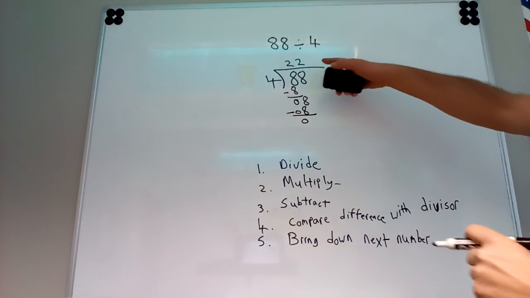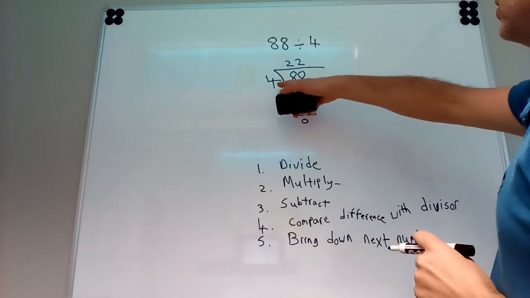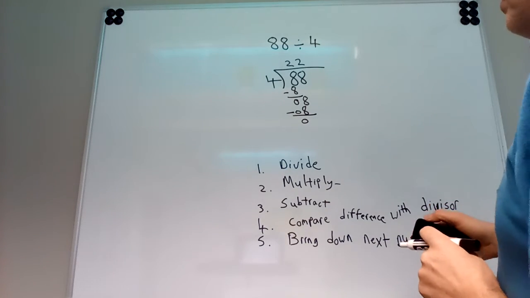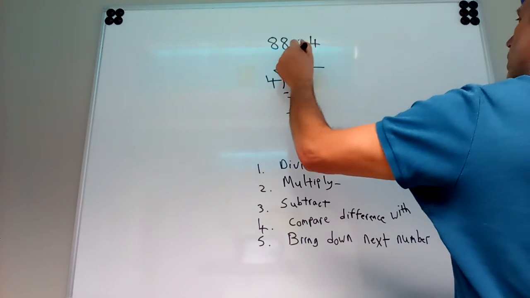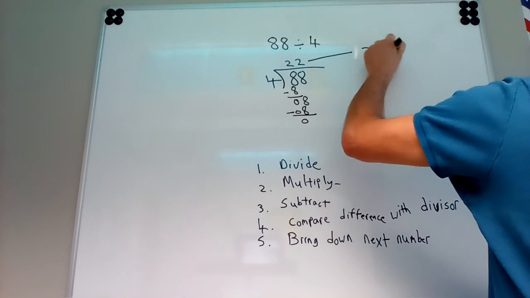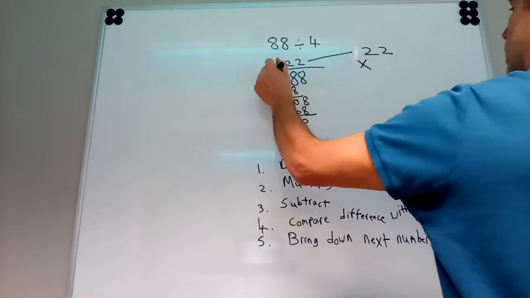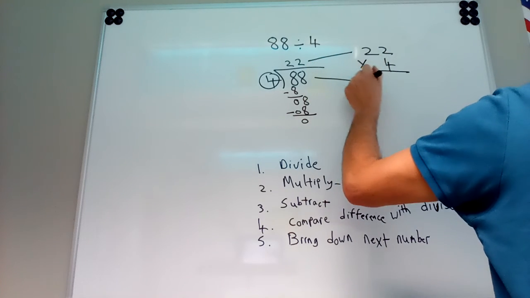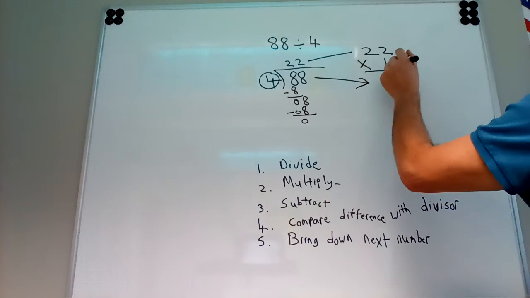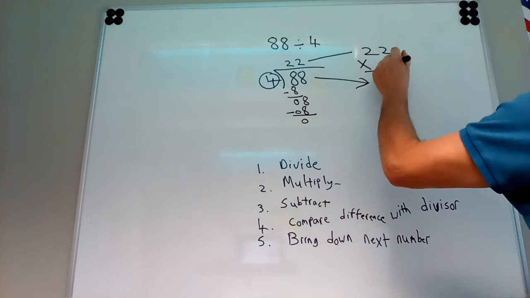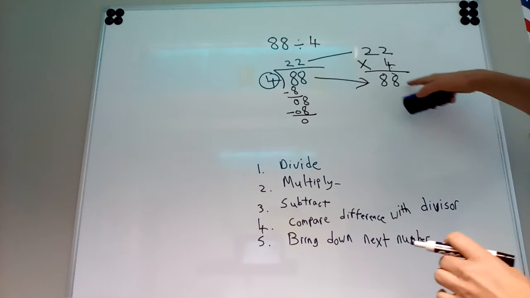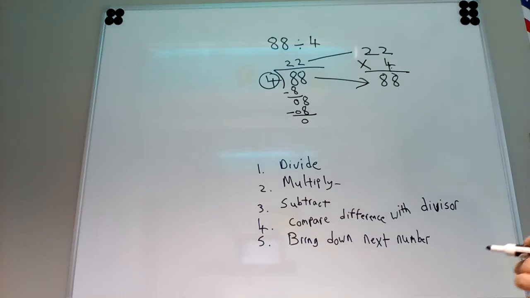Now, 22 times, your answer times this number should equal this number. So if I take my answer, which is 22, and I multiply it by this number, which is 4, that should give me this number. Well, 4 times 2 is 8. 4 times 2 is 8. That gives me 88. And that is correct. If I multiply this and I don't come up with this number, then somewhere in here I've made a mistake.